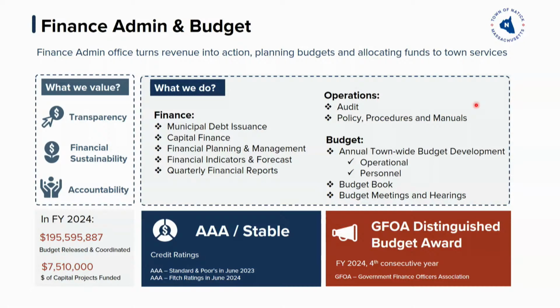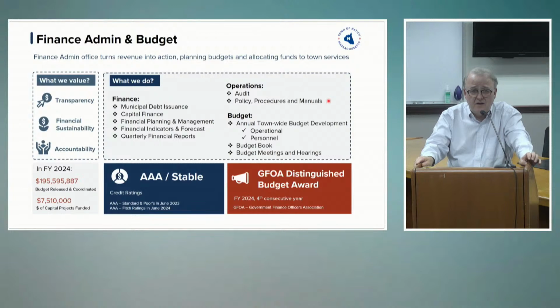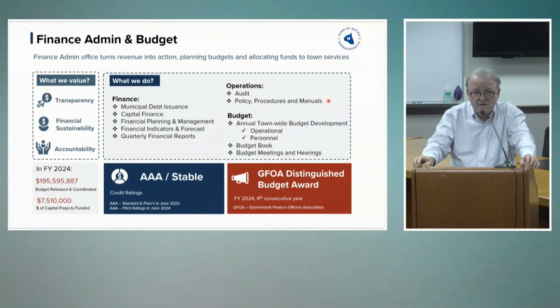And then finally, policies, procedures, and manuals, where the upkeep and drafting of those particular things fall under our office. But the big item, of course, is the budget. And I actually have a whole slide on that, so we'll save that for a little bit later.